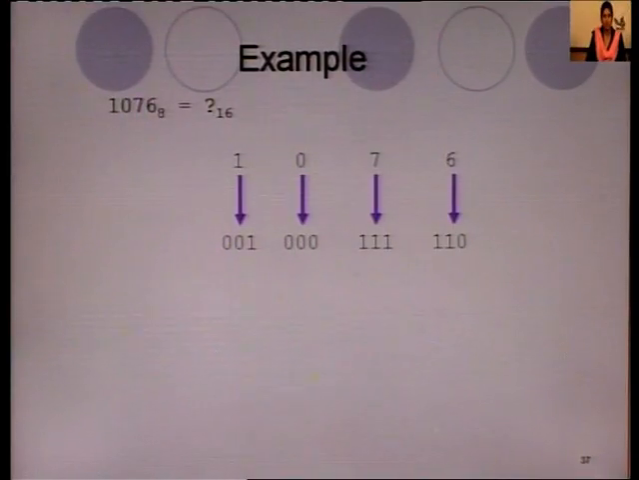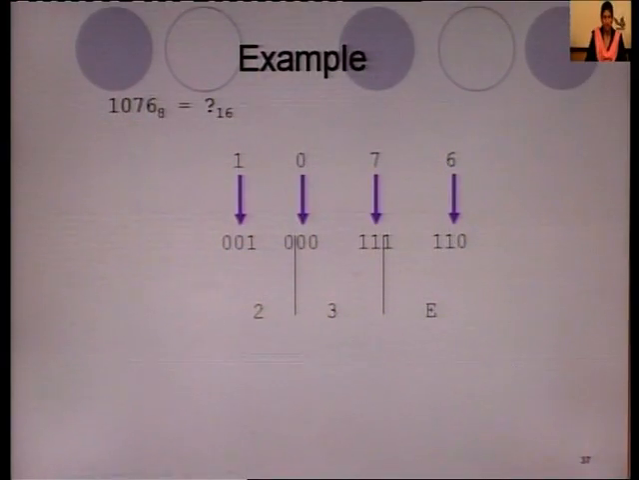For example, we have 1076. We will take binary values for all these digits, starting from the rightmost. For 6 we have 110, for 7 we have the binary value 111, and for 0 we have binary value 000. For 1 we again have the binary value 1, but we will add two zeros to the left position of the bit, so the code becomes 001.